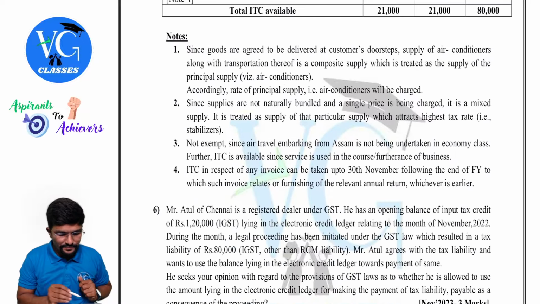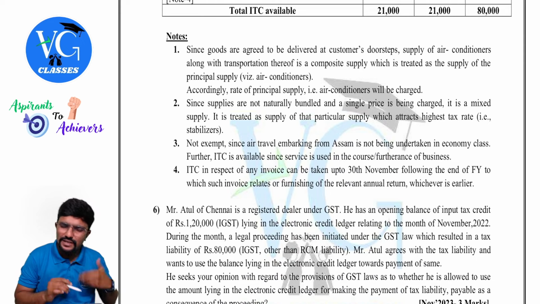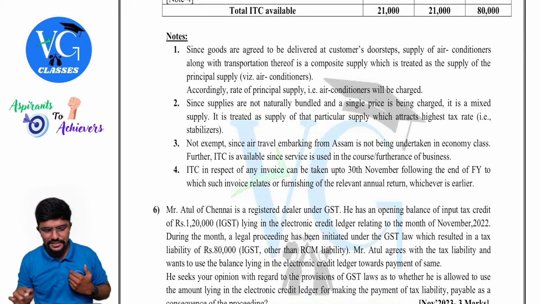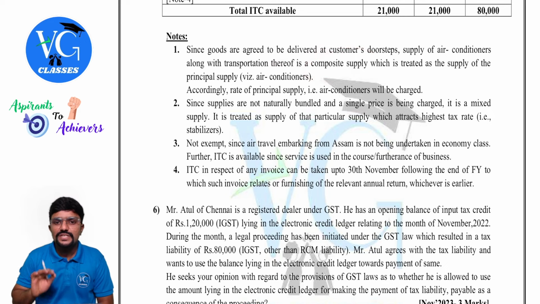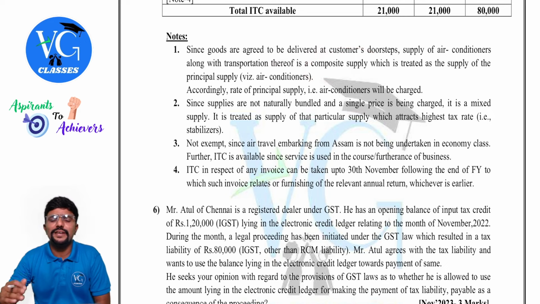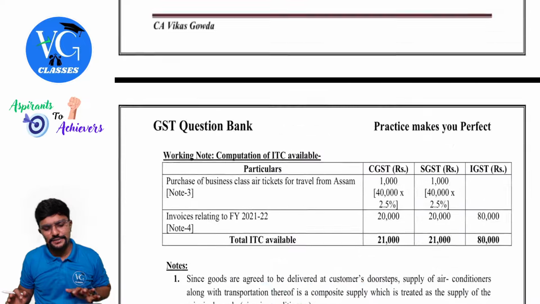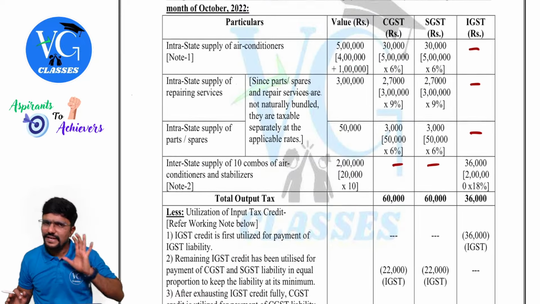You can see, I have given a note here. This is as per ICAI suggested answers, guys. Since goods are agreed to be delivered at customers' doorsteps, supply of air conditioners along with transportation thereof is a composite supply, which is treated as the supply of the principal supply. Here, which is the principal supply? Air conditioners. So the rate applicable for air conditioners would be applicable for the entire 5 lakhs. So as per ICAI, it is considered as composite supply.